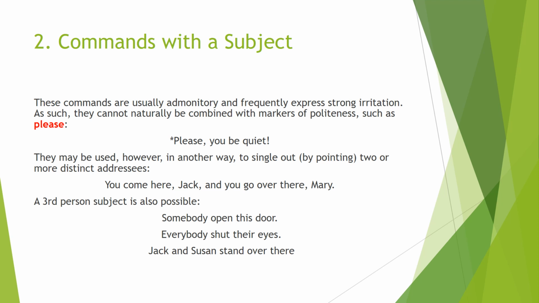So what should we do in order to make commands with a subject polite? Here they say that you can say it in a way in order to show your politeness. For example, use pointing by talking to more than one people and mention the names of the people you are talking to. For example, you come here, Jack, and you go over there, Mary. You see, here you are pointing to certain people to direct them or to give them your commands, and here you are showing that you are being polite with them.